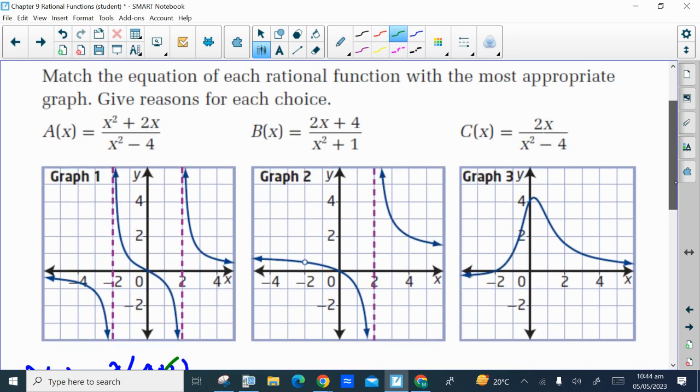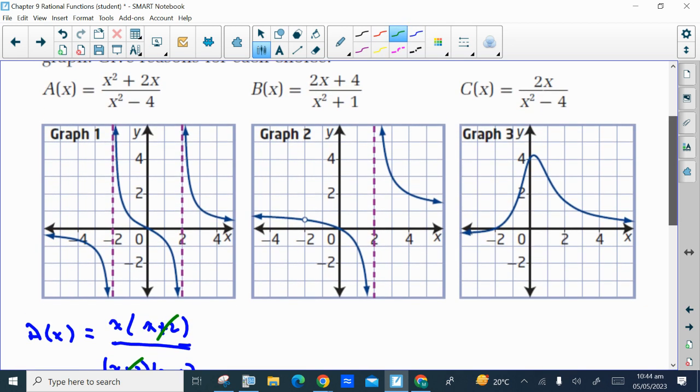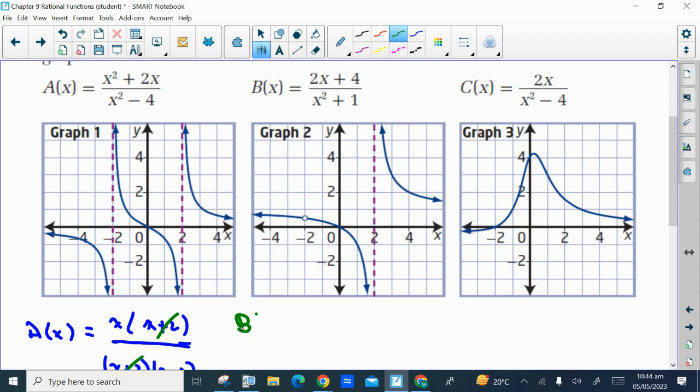So there's A, B. You can factor out a common factor of 2 on top, but the bottom, there's nothing you can do for that. Can't factor it.